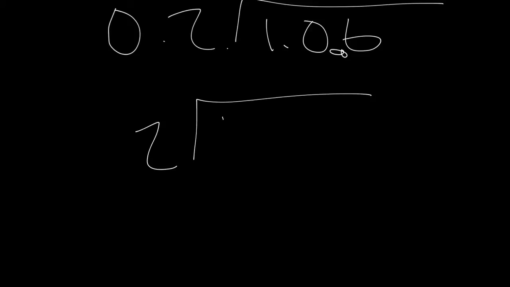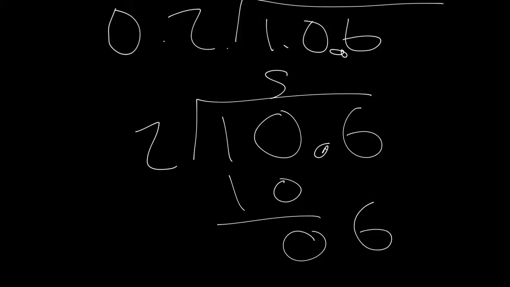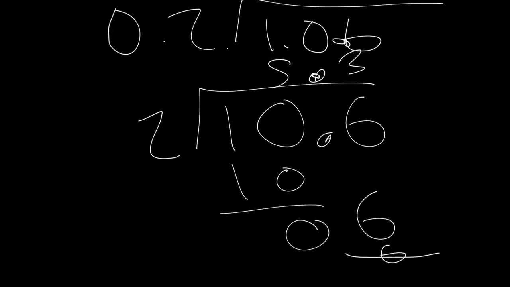2 into 10.6. 2 into 10 is 5. 10, 0. Bring down the 6. Bring up the decimal, 3. 6, 0. So our answer is 5.3.